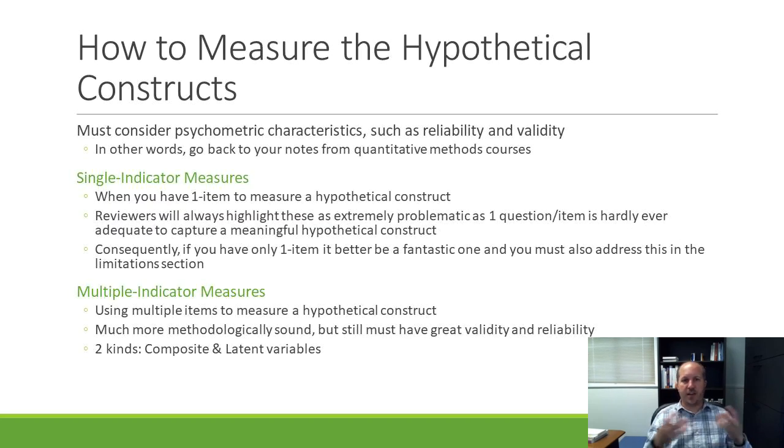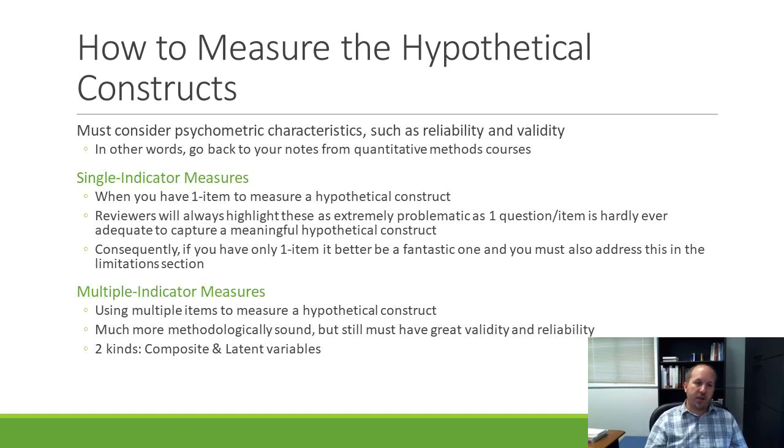Next is how to construct hypothetical constructs. So we talked a lot about this back in multivariate, but this is all about making sure that your measures have really good psychometric characteristics. We need to make sure that they are reliable and valid measures when you're doing this. And there are essentially two kinds of measures that you can develop or use. You can have a single indicator measure where you just have one item. This is a single question or a single item in SPSS.